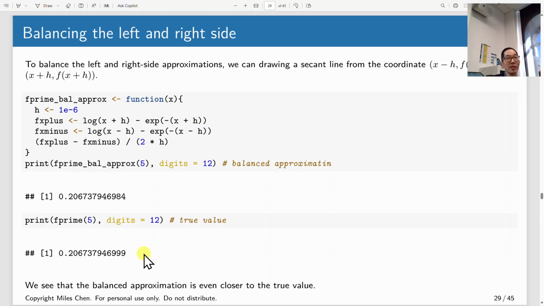We went from like 7 places after the decimal of accuracy to now around 10 places of accuracy after the decimal. So quite a bit of improvement by balancing the left and the right hand side. So this is how we can approximate a derivative.